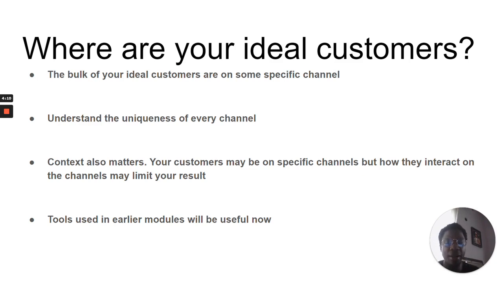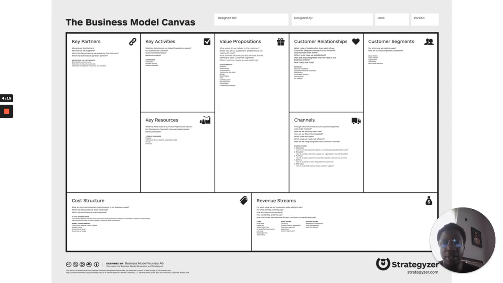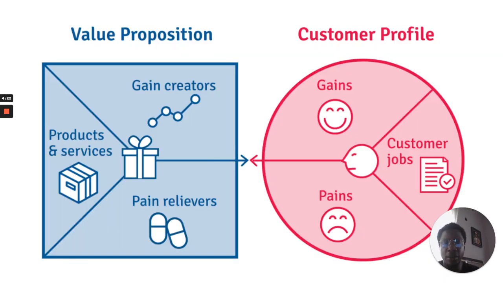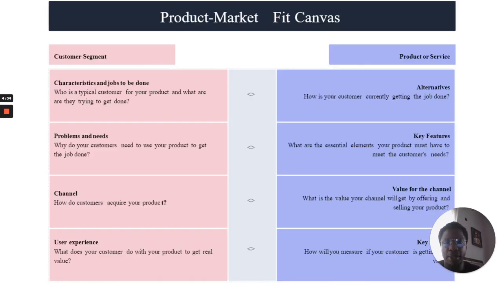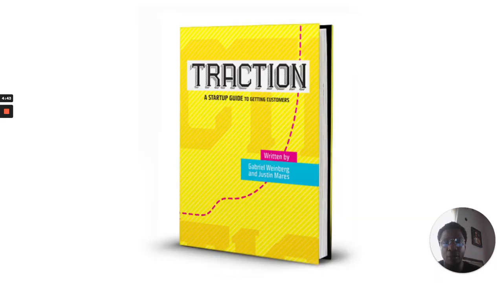So tools in the earlier modules will now be used in this particular module. We already looked at the business model canvas, and I'm sure you have an understanding now. We looked at the value proposition canvas. This is going to be very useful for us to now craft the messages that we are going to put out there to acquire customers. We also looked at the product market fit, where we take a look at all the things around customer segments and the products that we are offering.